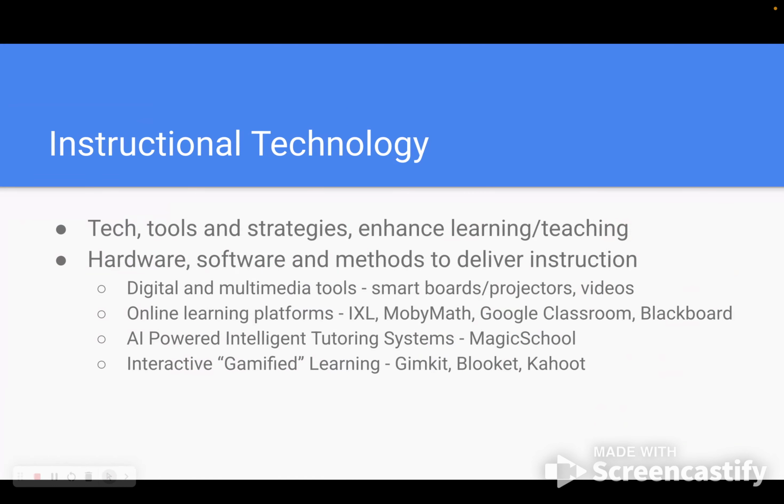What is instructional technology? It is tech, tools, and strategies that enhance learning and teaching, including hardware, software, and methods to deliver instruction. For example, digital and multimedia tools such as smartboards, projectors, videos, and whiteboards. It could also include online learning platforms on a computer such as IXL, MobiMath, Google Classroom, or Blackboard.